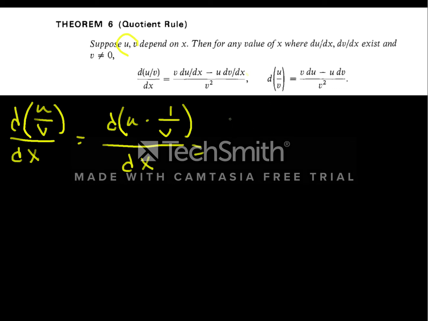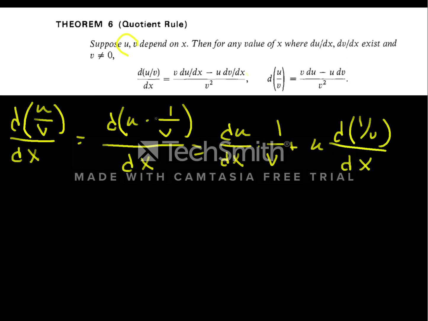So this is equal to our derivative of u with respect to x times 1 over v, plus u times the derivative of 1 over v with respect to x. Right? It's just our product rule. It says that the derivative of the first times the second plus the first times the derivative of the second. That was our product rule we derived in the previous video.